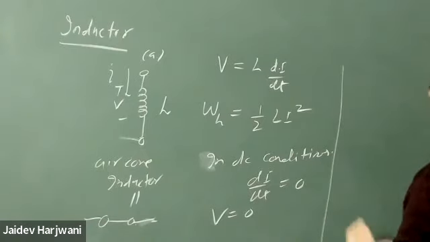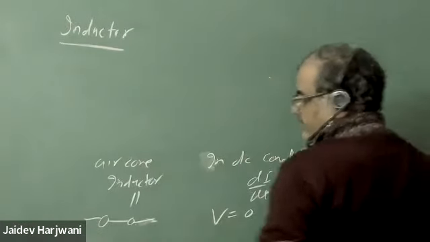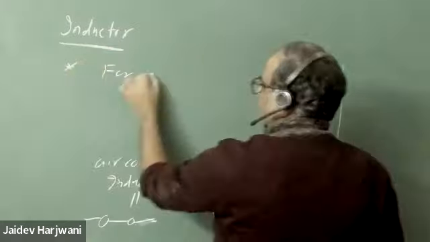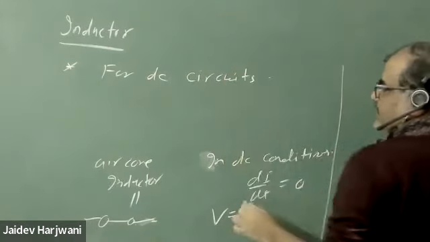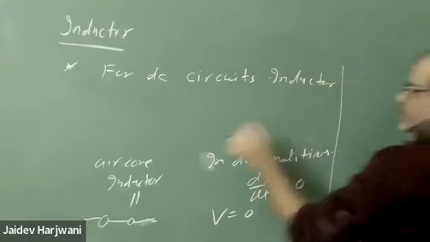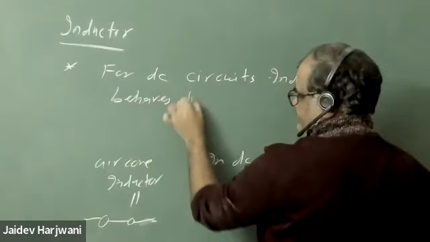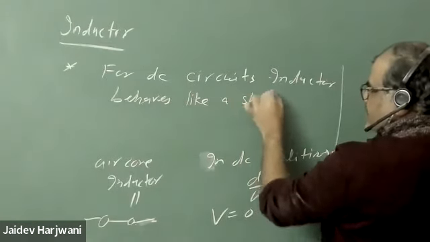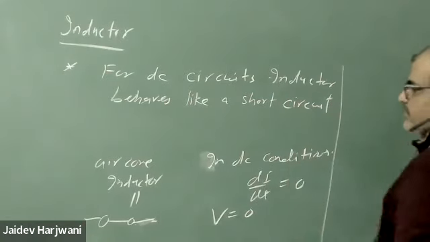Okay, so you can write now: for a DC circuit, your inductor behaves like a short circuit. Short circuit means the voltage across the inductor will be 0.